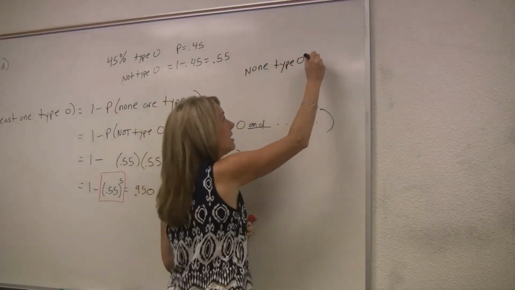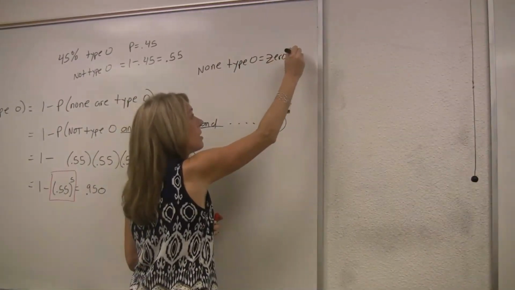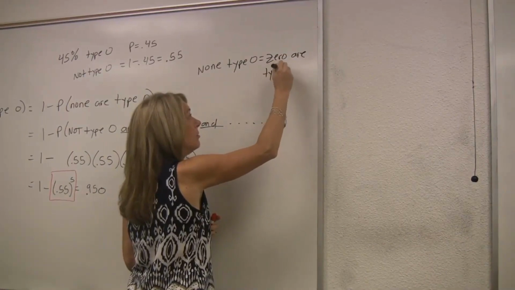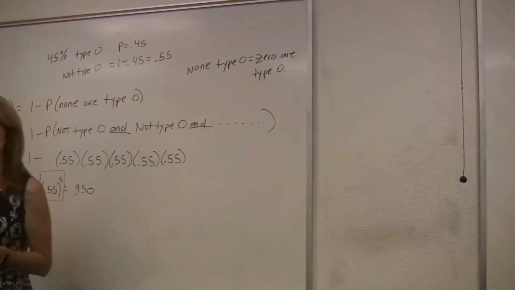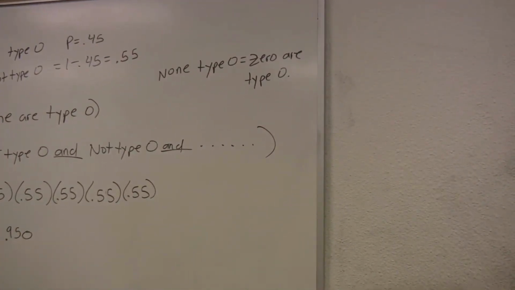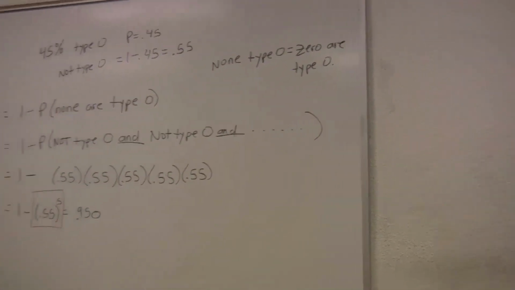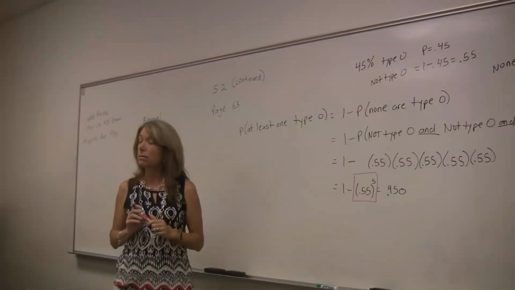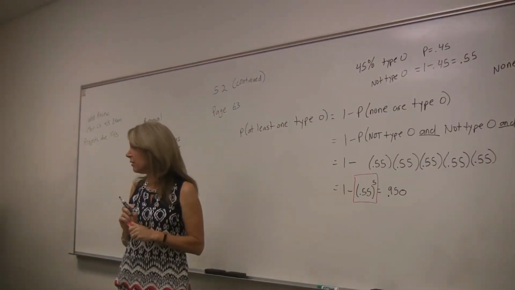It's the same as saying 0 are typo. Excuse me. 0, they're giving me an X. Aren't they giving me an X if they're saying 0 or typo?